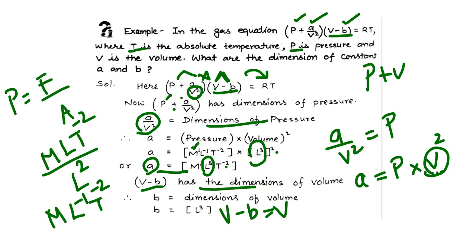That means only the same dimensions are being added. So V is also having the dimension of B. What is the dimension of volume? It is L cube. So we are getting the dimension of B as L cube. Hope you got the answer right. Please go through these things again and you will find the answer.